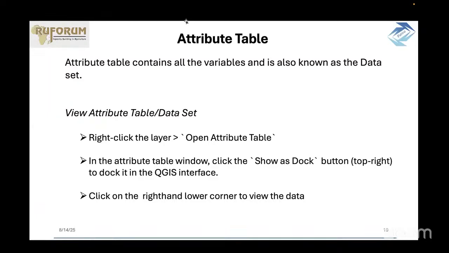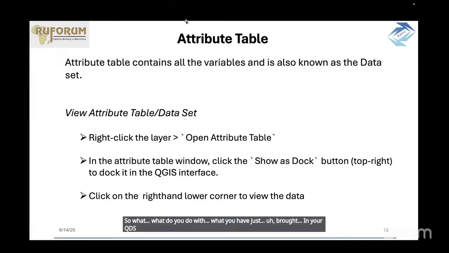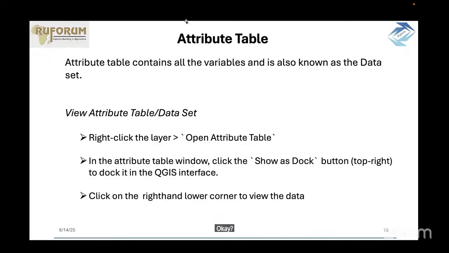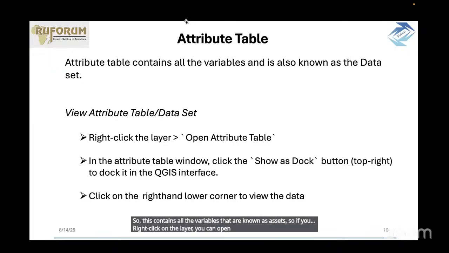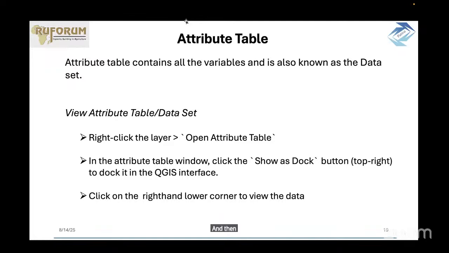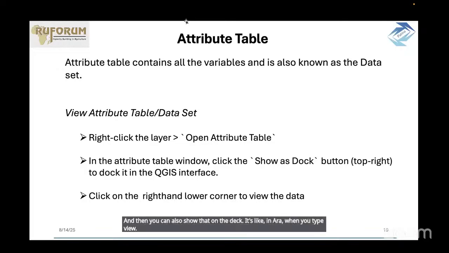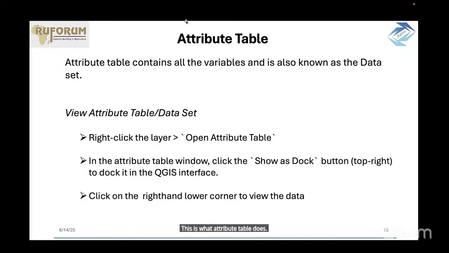So what do you do with what you have just brought into your QGIS? One of the things you can do is open the attribute table. This contains all the variables in the data set. If you right click on the layer, you can open the attribute table. It's like in R when you type view; this is what the attribute table does.